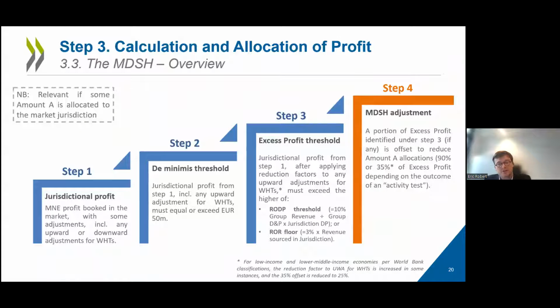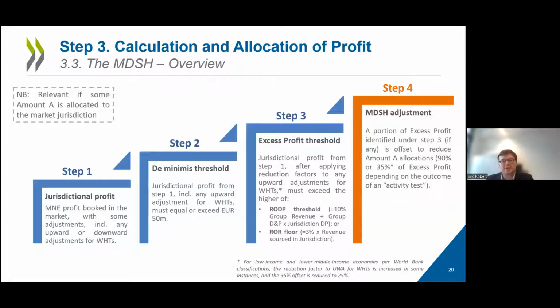which is a portion of the group's excess profit, could be duplicative with some taxing rights that the market jurisdiction already has under existing profit allocation rules, meaning that basically the market jurisdiction would be able to tax some excess profit of the group under existing profit allocation rules, and on top would receive some amount A profit and would be able to tax it. And obviously the intention with this coordinated reallocation system is to allocate amount A profit to jurisdictions that do not currently have taxing rights over any excess profit of the group under existing rules.